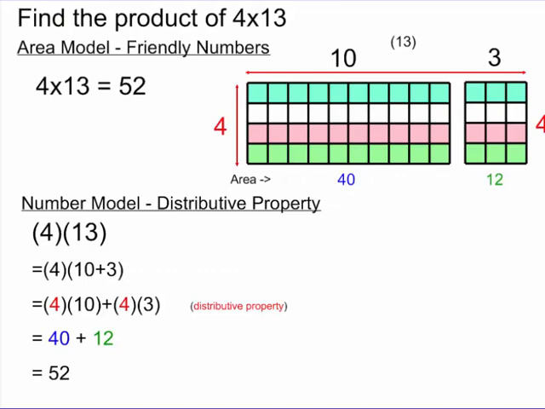We've seen this model already, 4 times 13. So I've done the area model. I've broken the 13 down into the 10 and a 3. So I have two groups. I have one area of 40 and one area of 12. We add those together, we get 52.